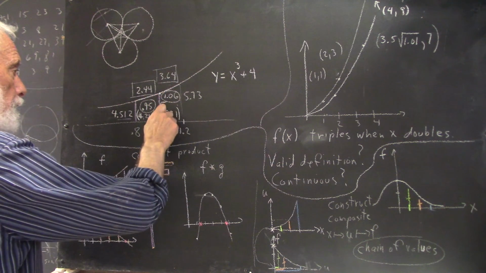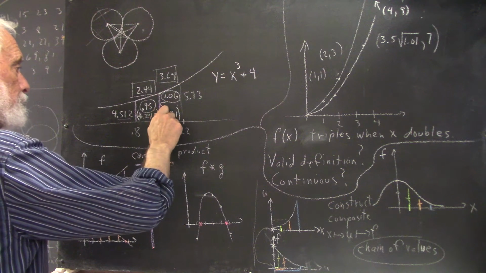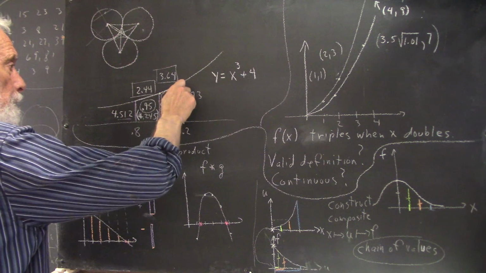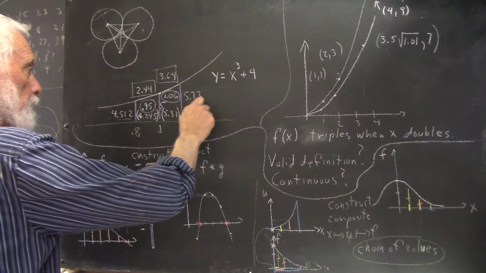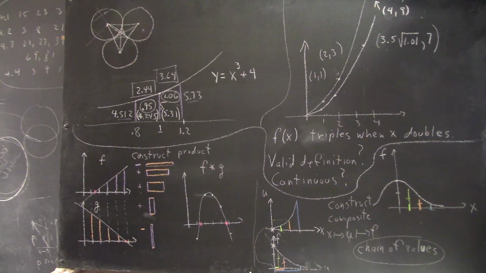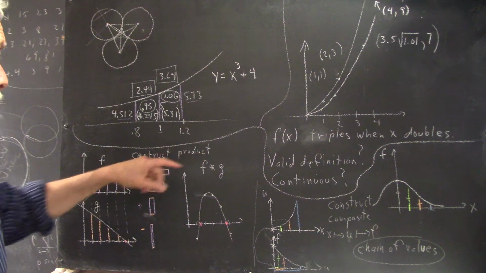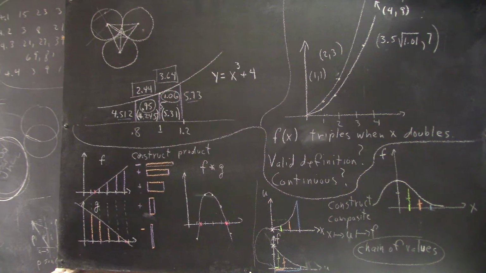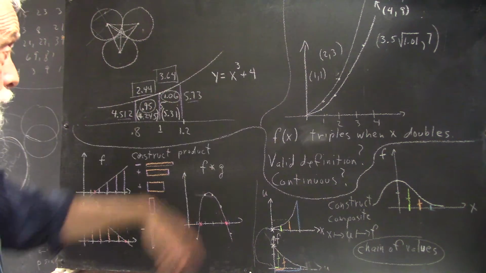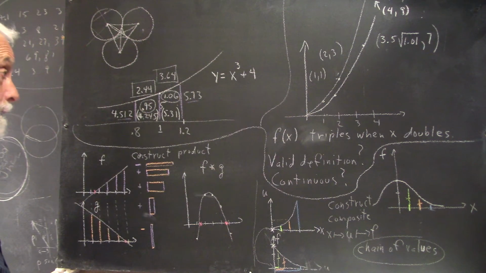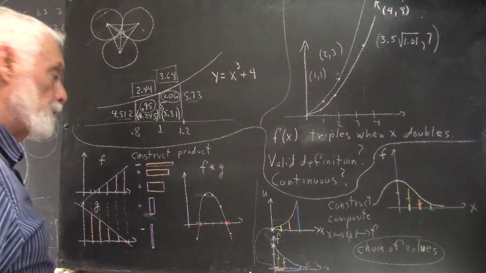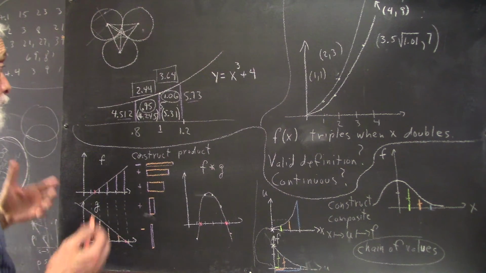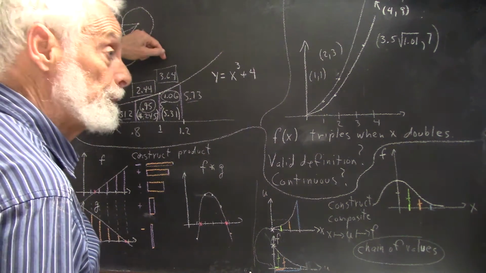The value 5 here goes with this purple line. The value 5.73 goes with this one. And we obtain these values just by plugging 0.8, 1, and 1.2 into this definition of the function. Okay, then, given those values, it's fairly easy to calculate the slopes.